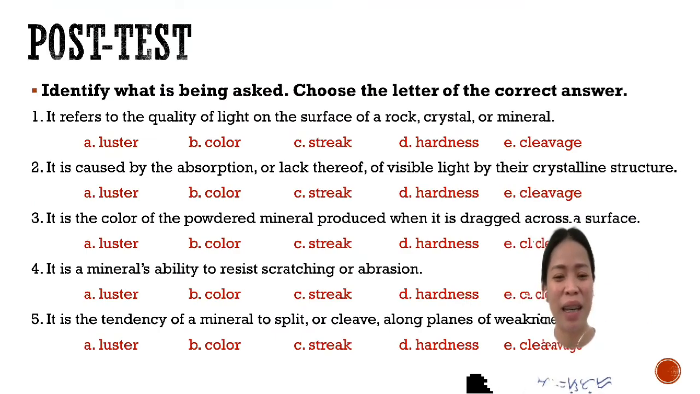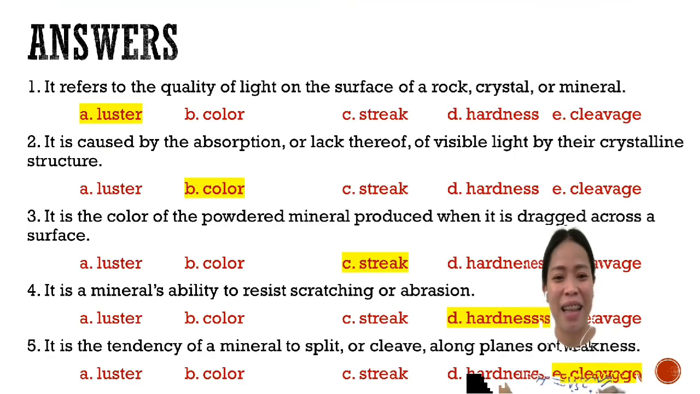Okay, so I hope you've learned something from our discussion. Let's have the post test. Number 1, it refers to the quality of light on the surface of a rock, crystal, or mineral. The answer is luster. Number 2, it is caused by the absorption or lack thereof of visible light by the crystalline structure. Answer, color. Number 3, it is the color of the powdered mineral produced when it is dragged across the surface. Answer, streak. Very good.